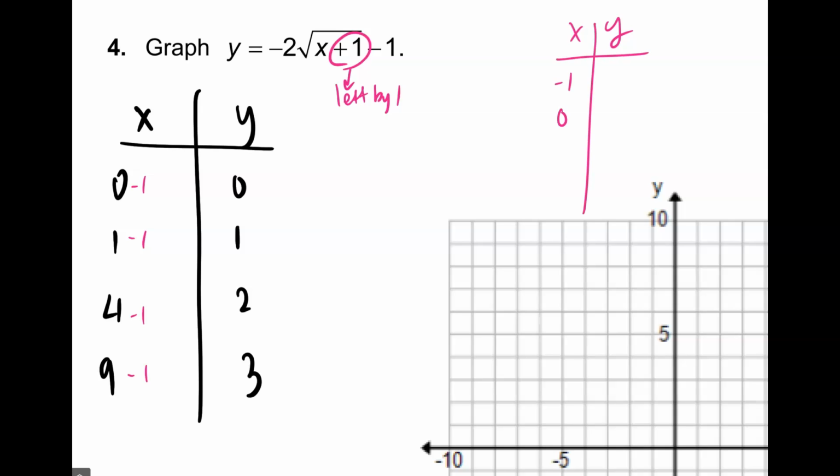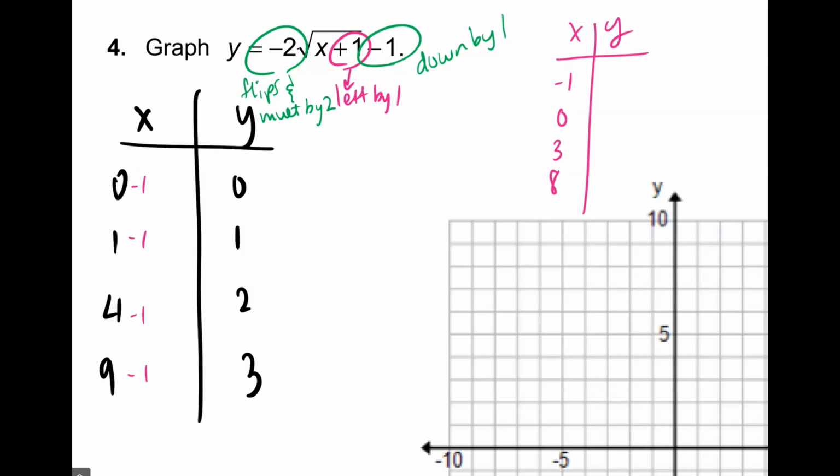So I have -1, 0, 3, and 8. I'm just trying to make it as simple for myself as possible, so I have the exact points written somewhere. Okay, what is this -1 doing? Subtracting. Down by 1. And what is this -2 doing? The -2 flips it over and multiplies by 2.